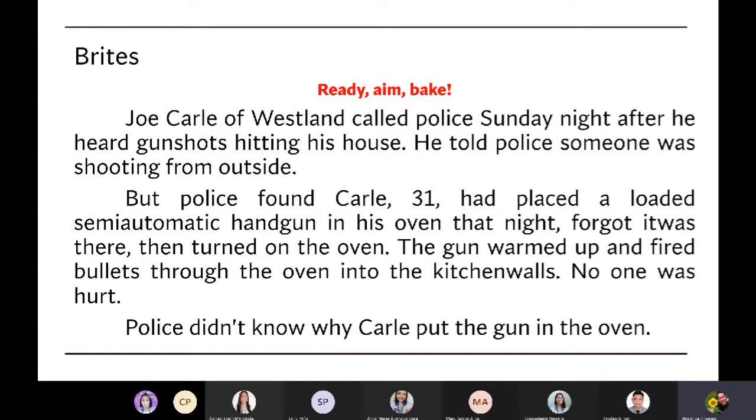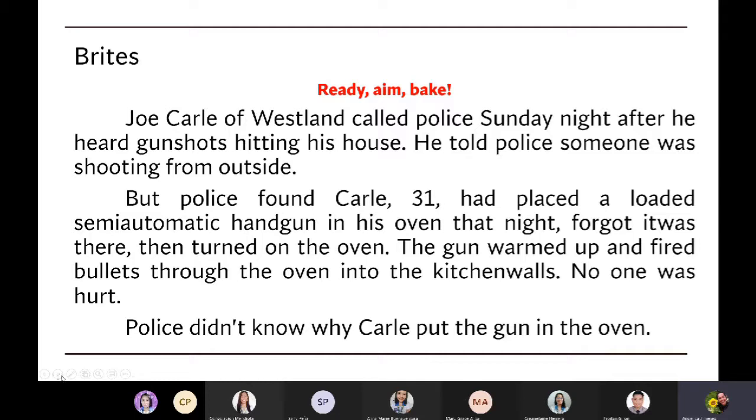Then, why is it Ready, Aim, Bake? A creative, di ba? It is about a gun that is in the oven. That's why it's ready, aim. That is a term that we use for shooting. And then suddenly it's a bake because it's in the oven. Okay? So in feature article, we can be as creative in doing our title. Unlike for the news, we have rules to follow. Like we do not use articles, we do not use the word and, and something like that. But for feature, we can be as free and as creative as you can be. Okay? So those are the examples for our feature article.